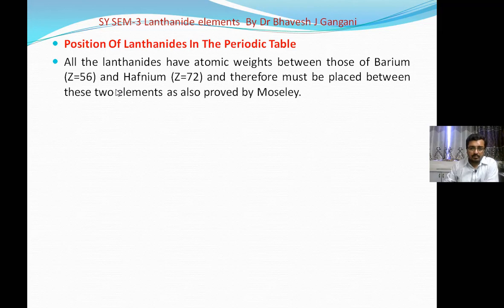Now in this, Moseley was the scientist who studied that all lanthanide elements have atomic number in between these two elements, 56 barium and 72 hafnium. So Moseley studied and proved that all lanthanide elements will come in between barium 56 to hafnium 72. So it is informed that all these lanthanide elements must be put in between these two elements.